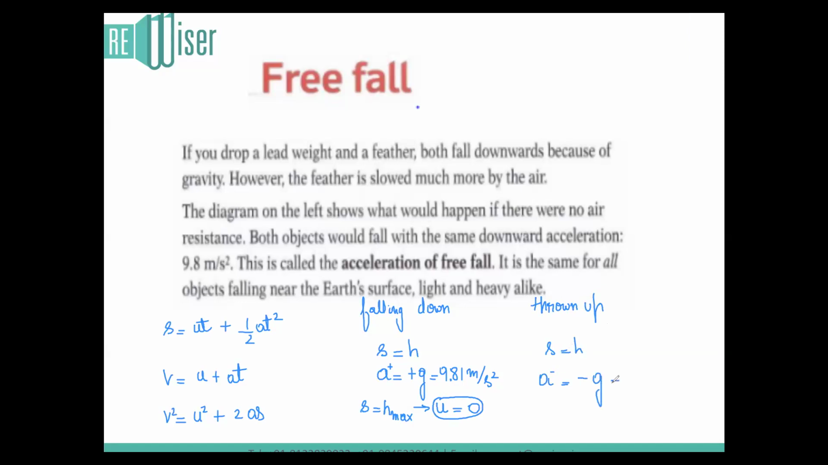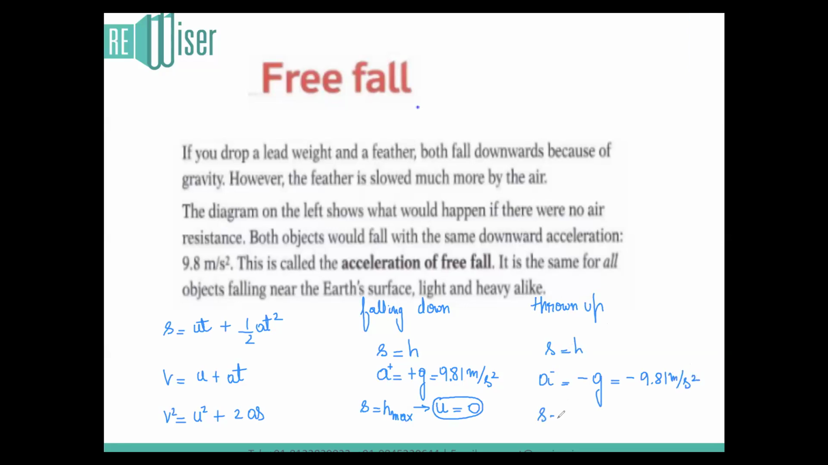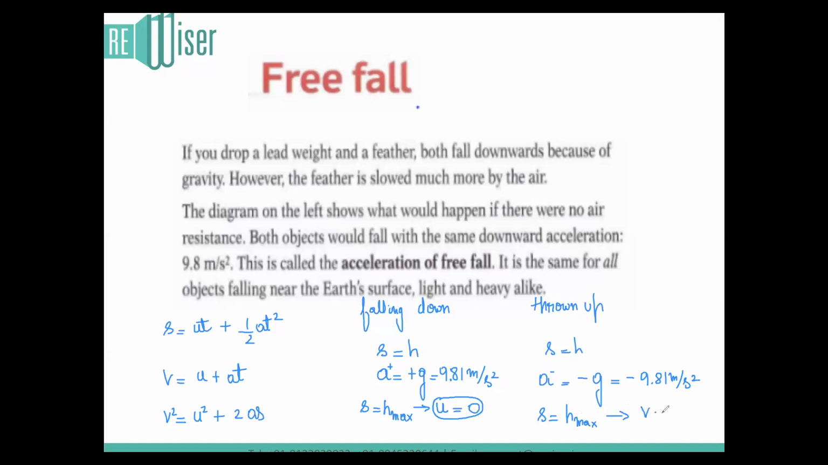Minus 9.8. Exactly. Minus 9.81 meter per second square. It's going to be deceleration. And u is still going to be the same. Correct. And then when it reaches maximum height, instead of initial velocity, what will become 0? Final velocity. Good, final velocity.